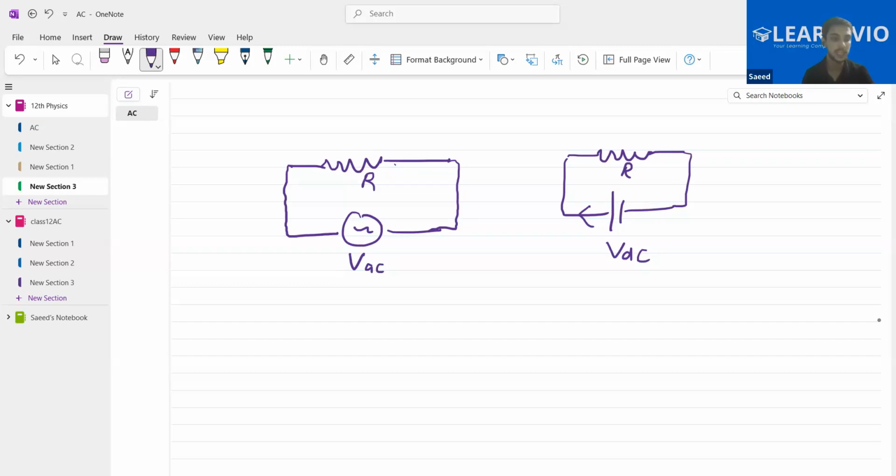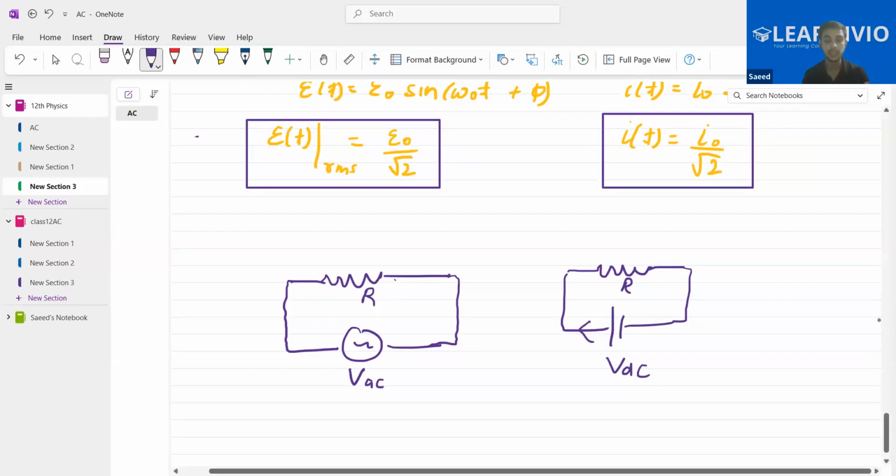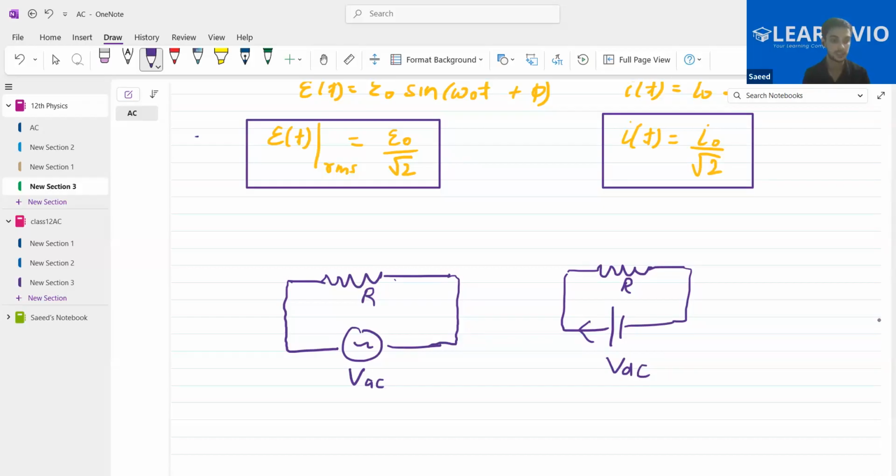So always we define the signal in terms of the energy and in terms of the power. We compare the two circuits on the basis of the power, not on the basis of the values of the voltage. Remember this always. Now see what is going to happen in this AC circuit.